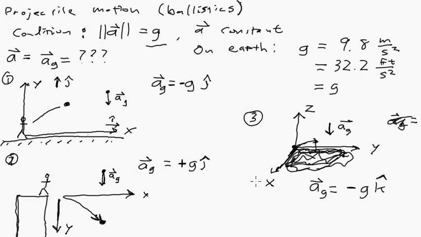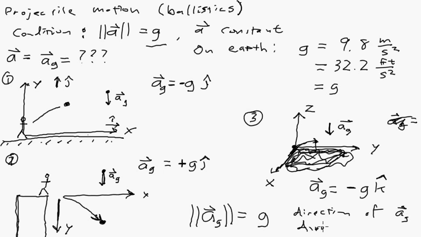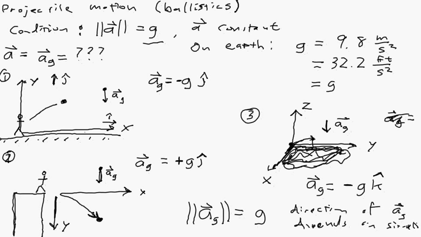So all we know for sure about the acceleration of gravity is that its magnitude equals g, and the direction of the acceleration due to gravity depends on the situation. Okay, there's my chicken scratch. So I'm going to show one more example in the next one, and then we'll pause.